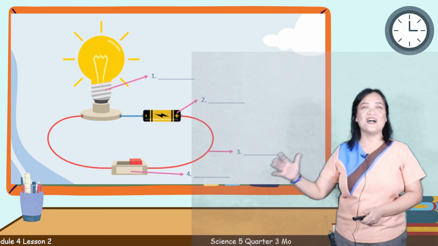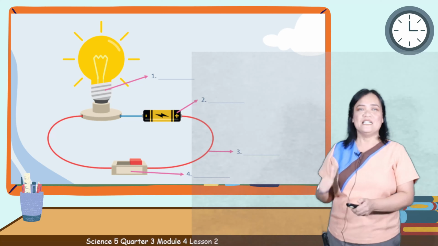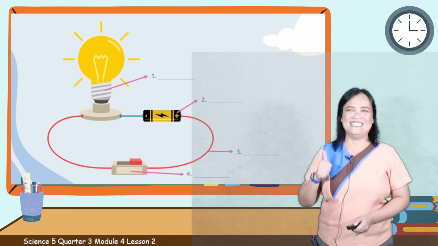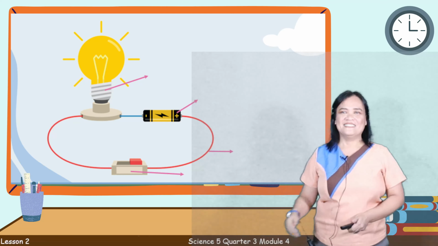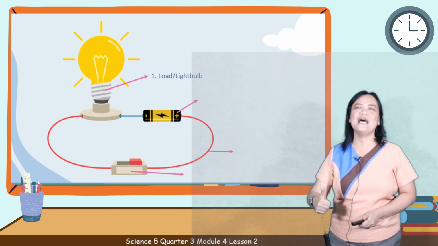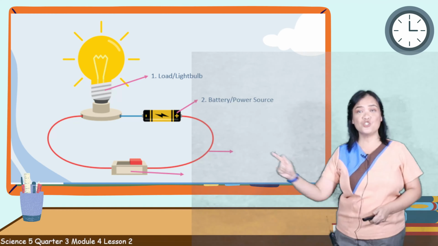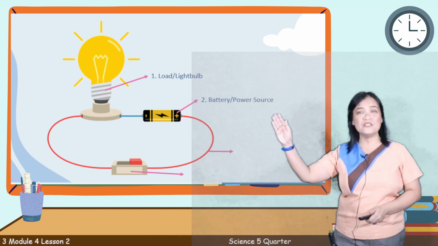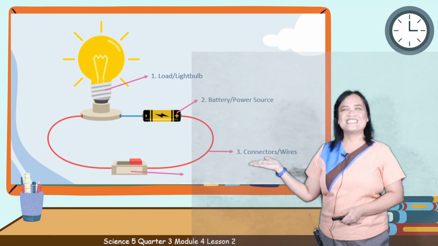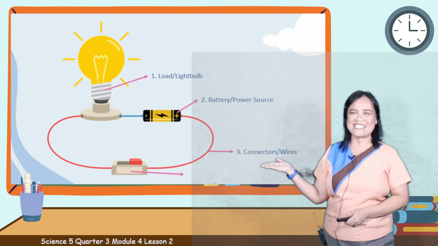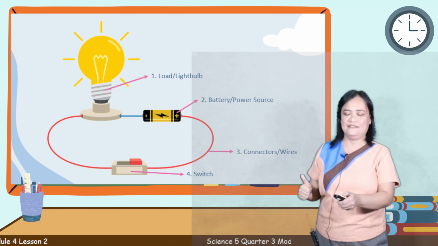So, what are the parts of an electric or simple direct circuit? Okay. So number 1, yes, you're right. Load or light bulb. Number 2, that is battery or power source. Number 3, conductors or wires. And number 4 is switch. Okay.